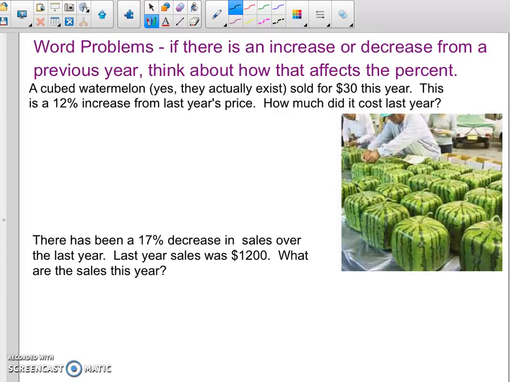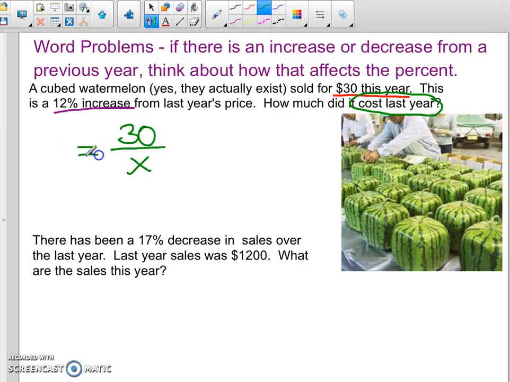So for word problems, if there's an increase or decrease from a previous year, think about how that affects the percent. So for the first problem, we are looking at these cubed watermelons over here, and those sold for $30 this year. This is a 12% increase from last year's price. So last year's price is what we are looking for in this problem. So last year would be the original amount. So that is our x on the bottom.